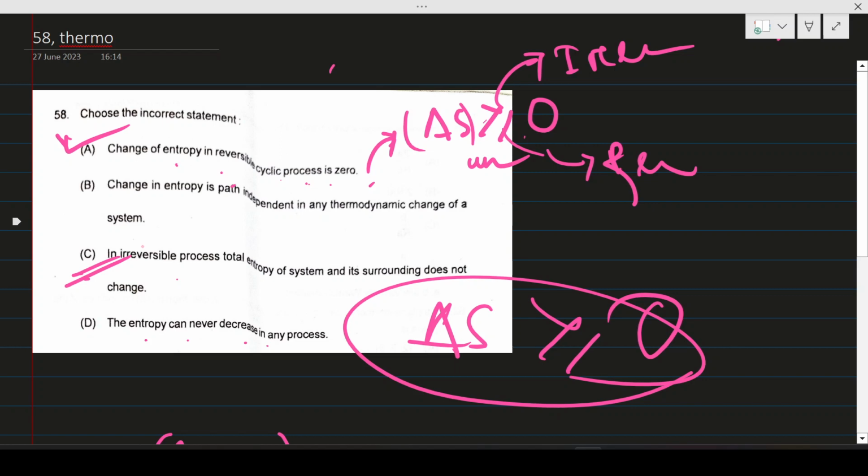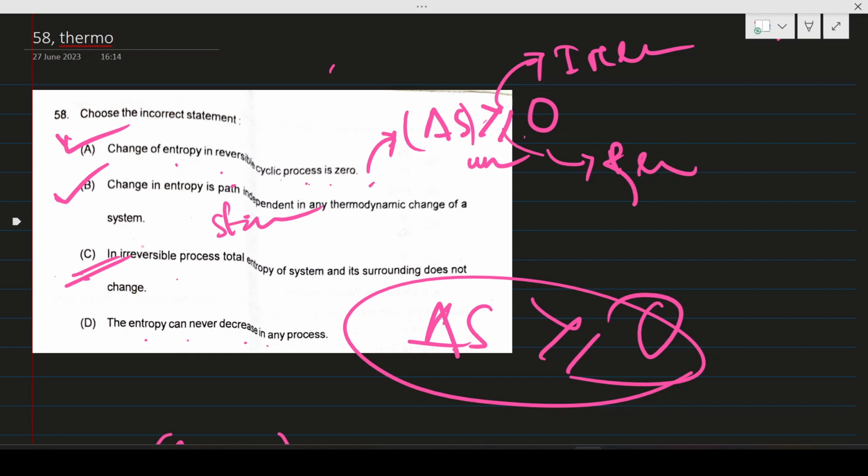Next, option B: the change in entropy is path independent. Yes, the change of entropy is path independent but state dependent, while the work and the heat energy are path dependent. So basically entropy is path independent and state dependent. So this is also right.